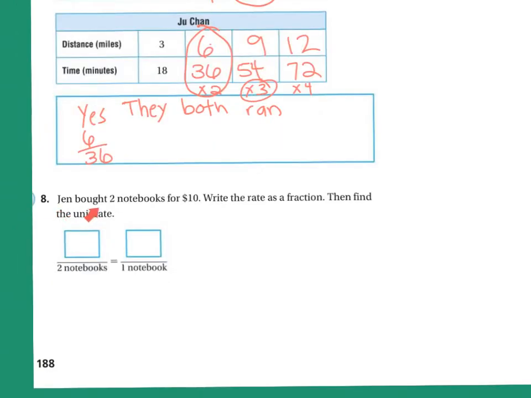Okay, number 8. Jen bought 2 notebooks for $10. Write the rate as a fraction and then find the unit rate. So 2 notebooks for $10, right? So I'm going to put my $10 here. And first I need to find out how much one notebook is.